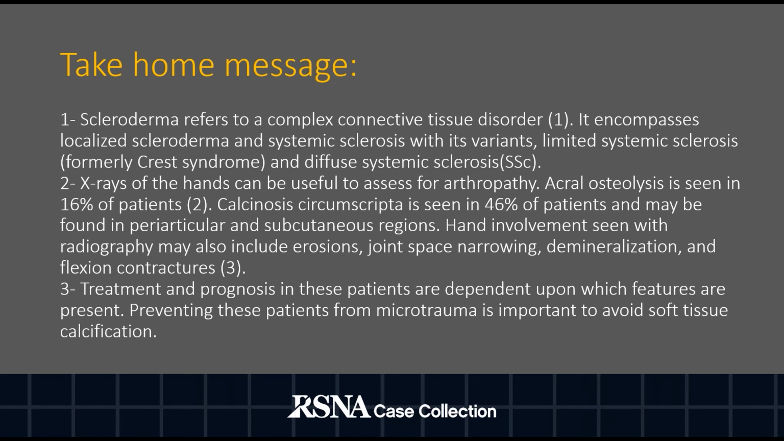Acral osteolysis can be seen in 16% of patients. Calcinosis circumscripta is seen in 46% of patients and may be found in periarticular and subcutaneous regions. Hand involvement seen with radiography may also include erosions, joint space narrowing, demineralization, and flexion contractures. The treatment and prognosis in these patients is dependent upon which features are present. Preventing these patients from microtrauma is important to avoid the soft tissue calcification.